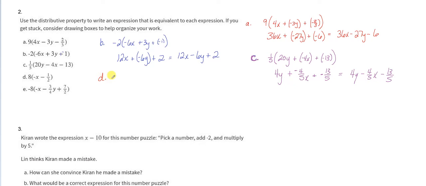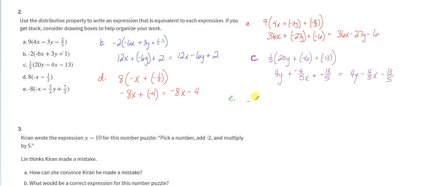Alright, part D. 8 is being multiplied by the group negative x. I'm going to add the opposite here, add a negative 1/2 in that group. Alright, 8 times negative x, signs are different, so you get negative 8x plus, drops, 8 times negative 1/2, half of 8 is 4, positive times a negative, negative 4. So this is the same as negative 8x minus 4. Same thing.